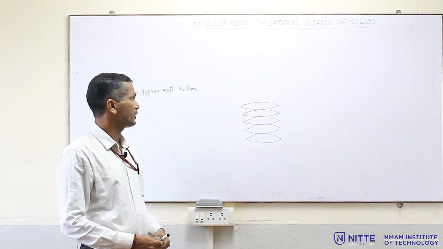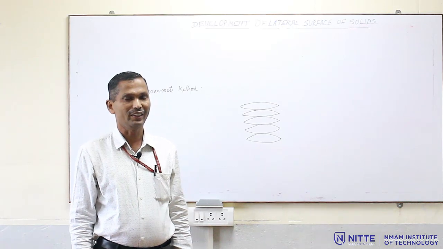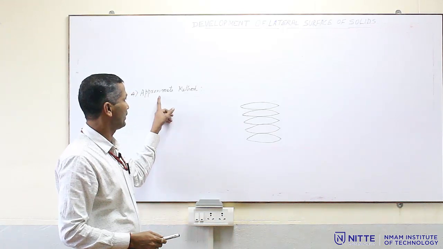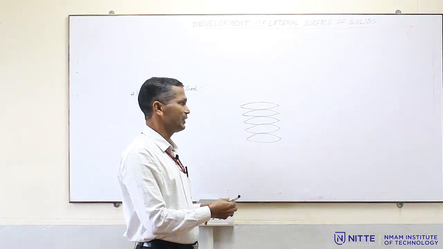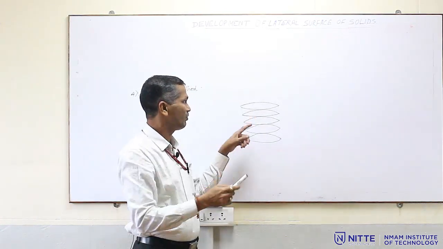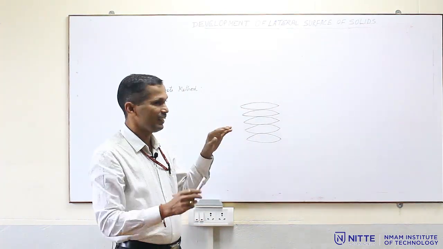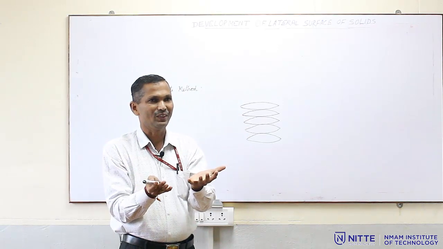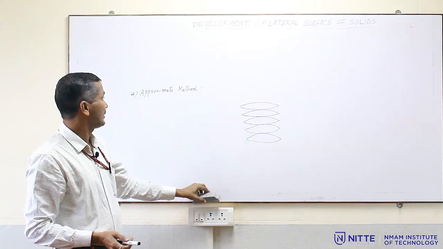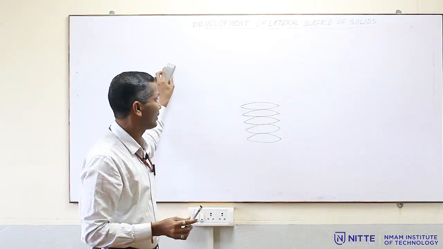Next method is the approximate method. Normally, it is used for the sphere. Actually, the sphere cannot be developed, so we make it approximately, which is why it is called the approximate method. Normally, if you see a football, we have small stitches like this. For making spheres, we make small segments like this, and finally you bend them and connect them. Then it becomes the sphere. That is why this method is called the approximate method, used for spheres or spherical objects.